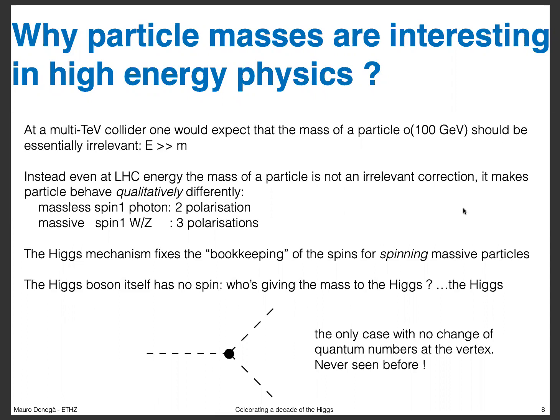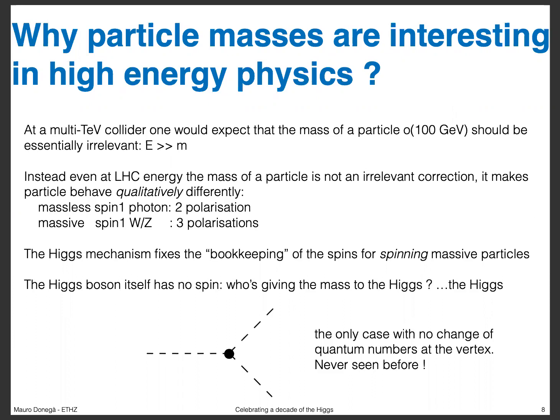Instead, even at the LHC, the mass of the particle is not just an irrelevant correction, but shows itself with qualitatively different effects. If you have a massless spin-1 photon, then it only shows the 2 polarizations, up and down, while if you have a massive spin-1 particle, then you also have a longitudinal polarization. So you have 3 degrees of freedom instead of 2. And as people like to say, 2 is not equal to 3. So it's actually qualitatively different what you see.